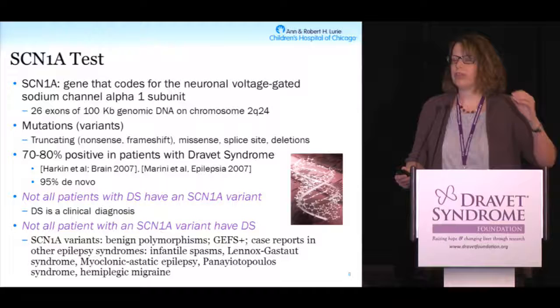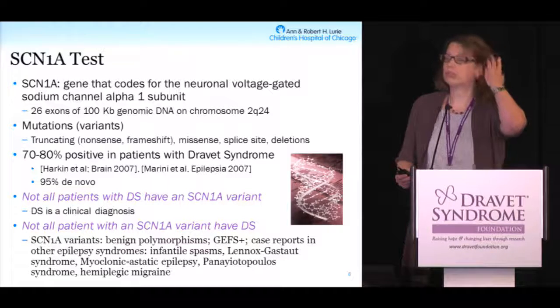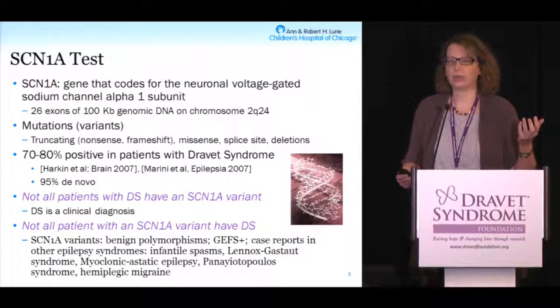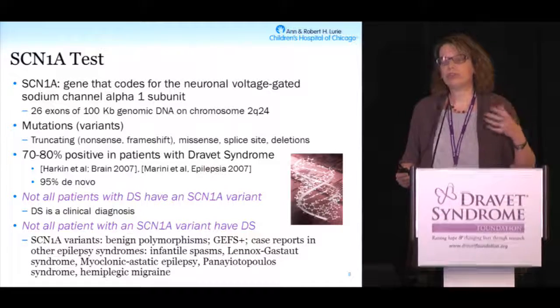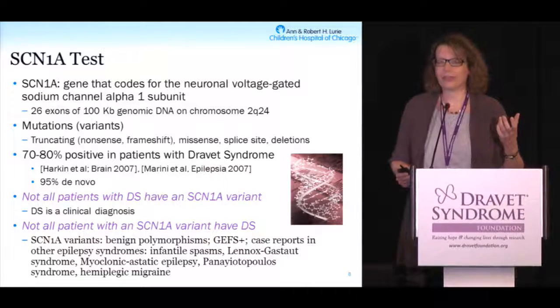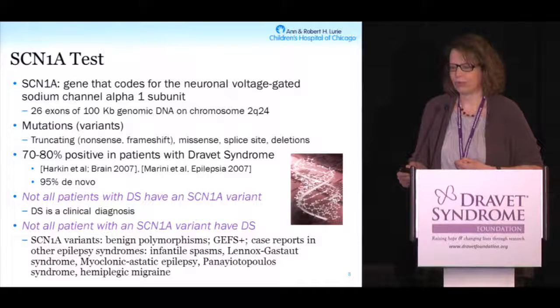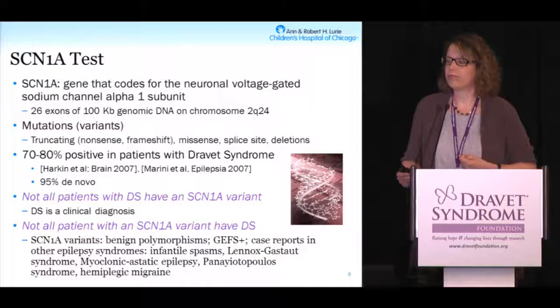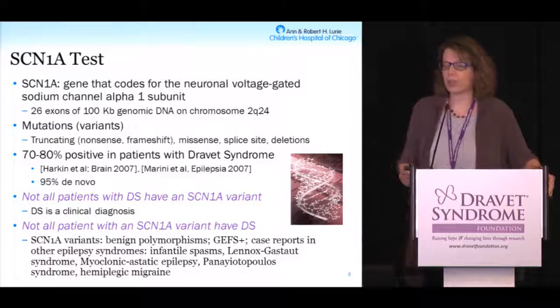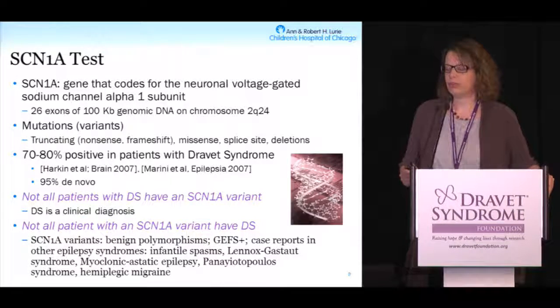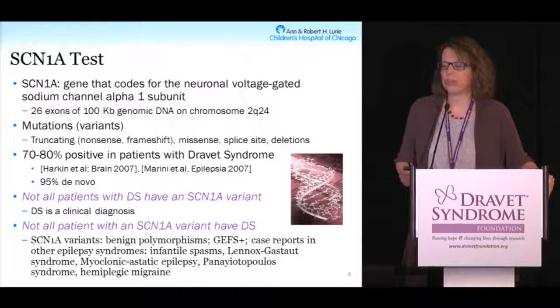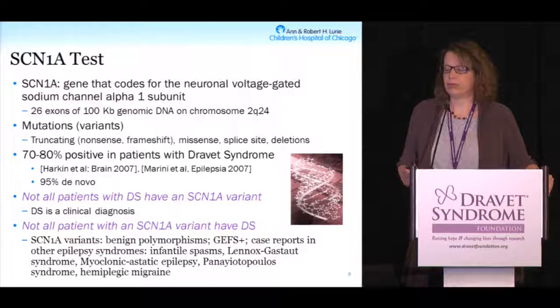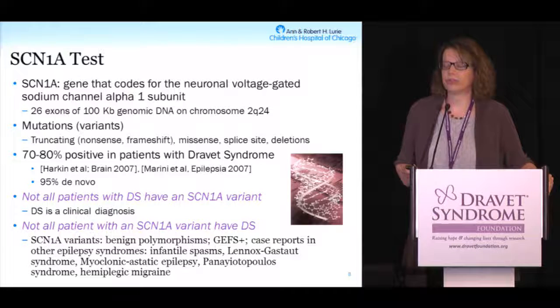Now, even though Dravet syndrome is a clinical diagnosis, it is highly associated with an SCN1A variant. Therefore, just a quick note, because I know you're going to have a talk later on the genetics of Dravet syndrome. As you are aware, the SCN1A is a gene that codes for a neuronal voltage-gated sodium channel in the alpha-1 subunit on chromosome 2, with a variety of mutations that can be seen. It's highly associated in Dravet syndrome, listed there as 70% to 80%, from studies that were back in 2007.